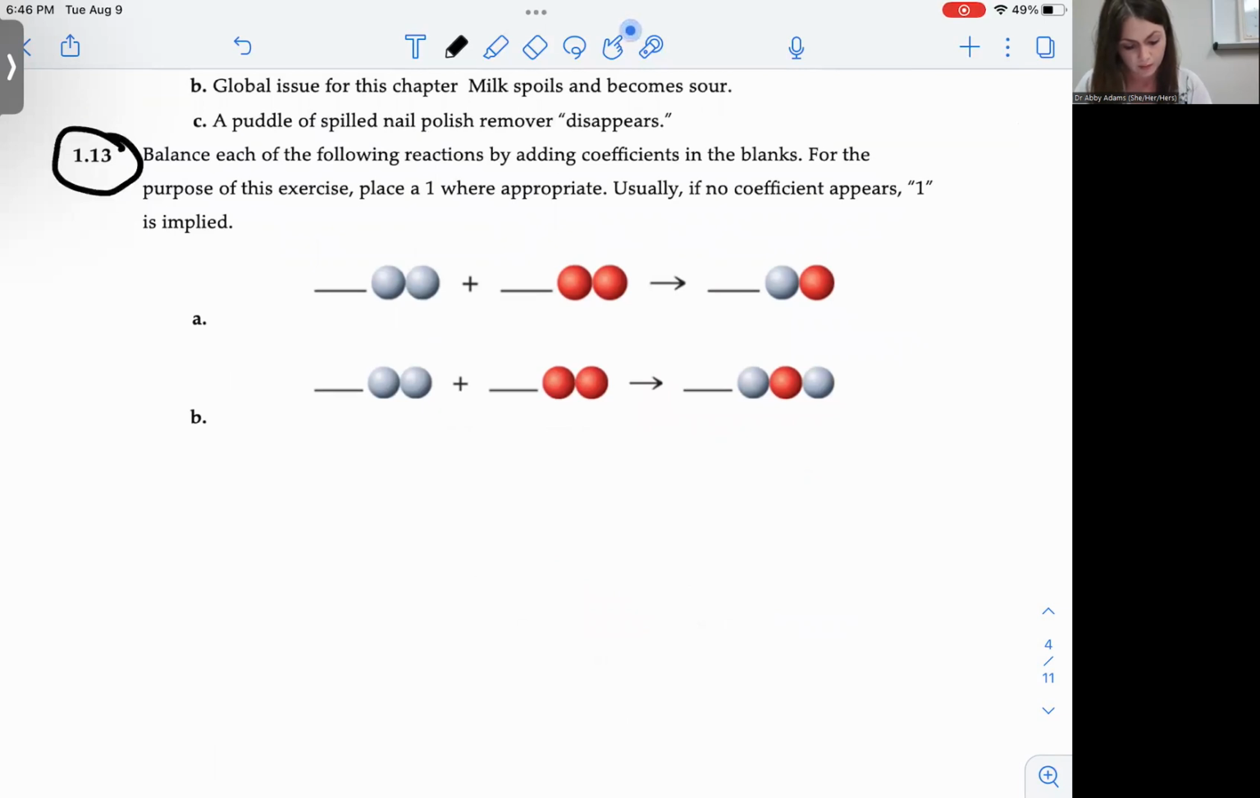1.13. Balance each of the following reactions by adding coefficients in the blanks. For the purpose of this exercise, place a 1 where appropriate. Usually, if no coefficient appears, 1 is implied. Okay, you already know that. Let's say we're going to call these X and Y. These are X and Y atoms. Gray is X and orange is Y. So here we have X2. That's 2 atoms. So we have our subscript, and we have Y2.